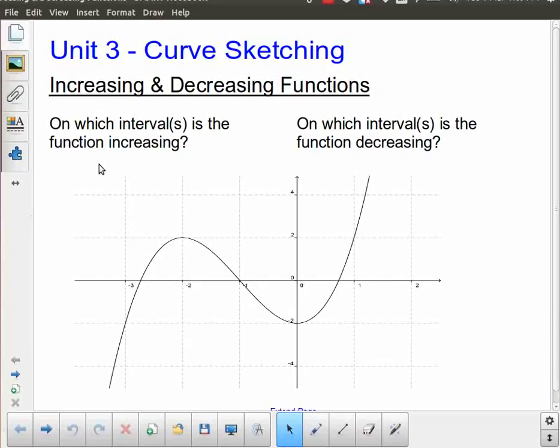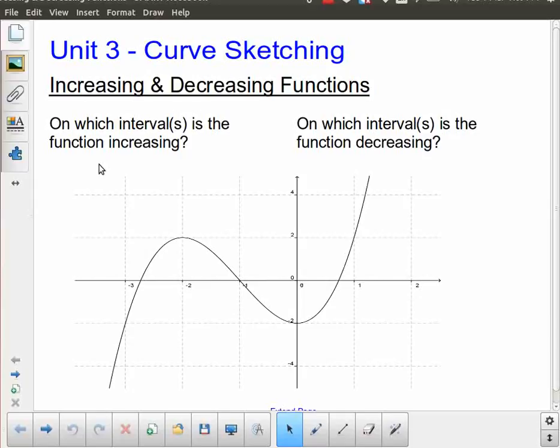For this lesson and our new unit, we're going to be looking at curve sketching, and in particular we're going to be taking a look at the idea of increasing and decreasing functions. Now we're going to want to look at these in the context of calculus, but this concept is something that should already be familiar to us from our advanced functions course.